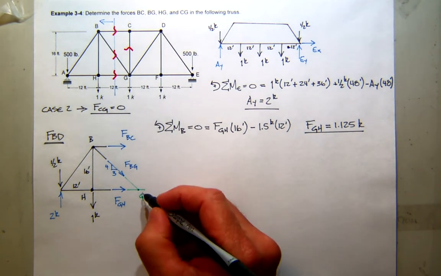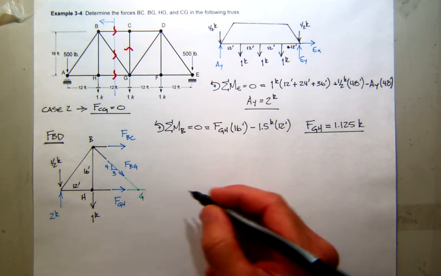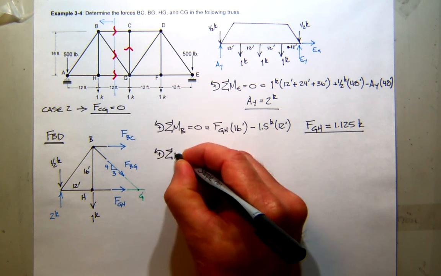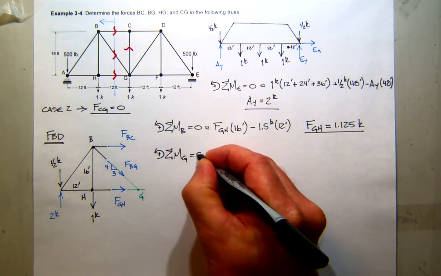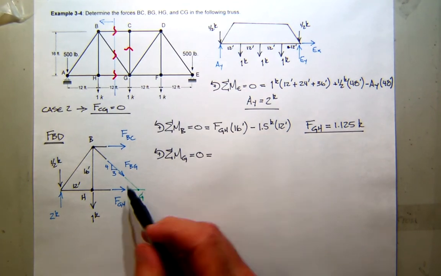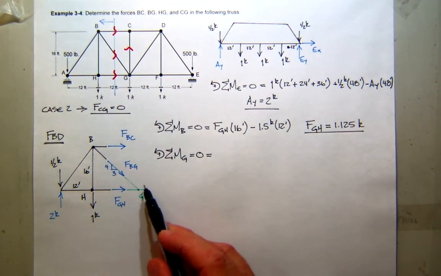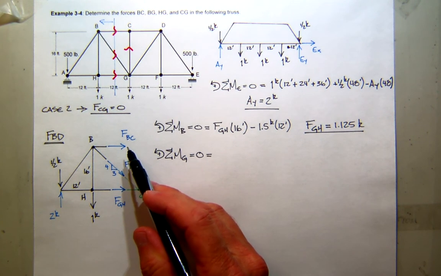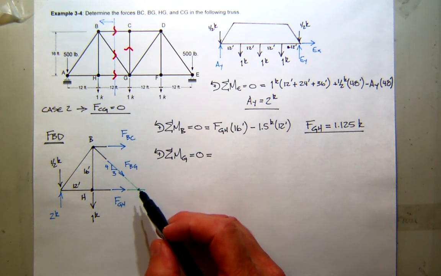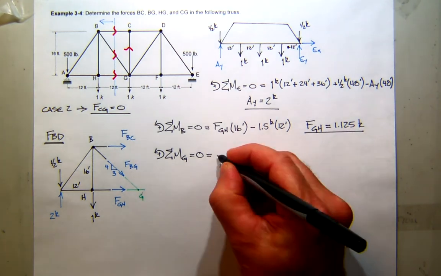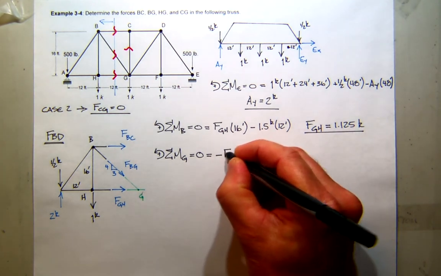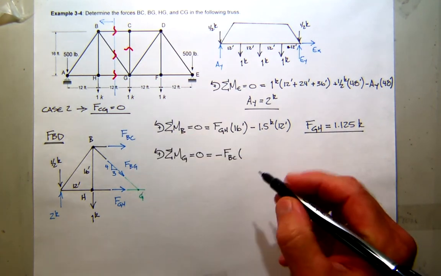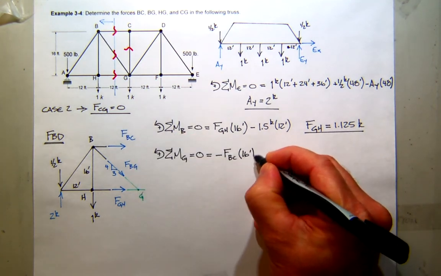So we can now go down into some moments about G. Again, I'll assume right-hand rule. So I'll sum moments about G and set it equal to 0. So again, you'll notice BG and GH pass through G, no moment. But BC does create moment. What kind of moment does BC create about G? Positive or negative? Negative. So negative moment, and the force is BC. And the moment arm, the distance from G to that line of action, is the height, which is 16.